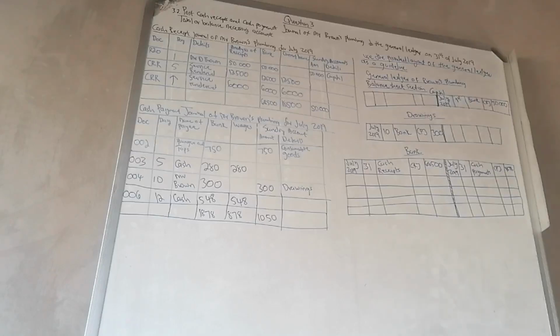So when it comes to the bank column, on the left it is CPJ, on the right it is CRJ. On the left, CPJ; on the right, CPJ.